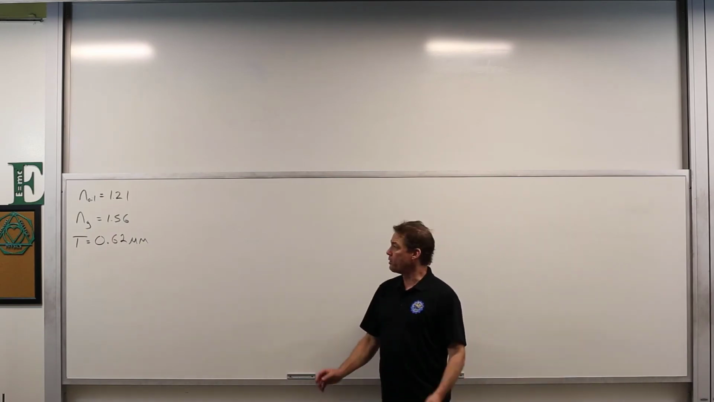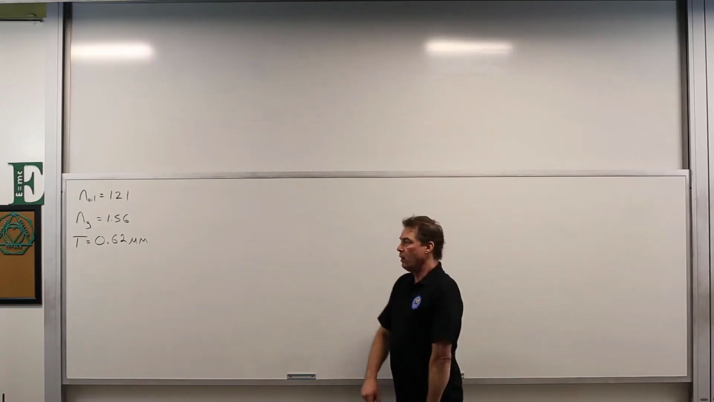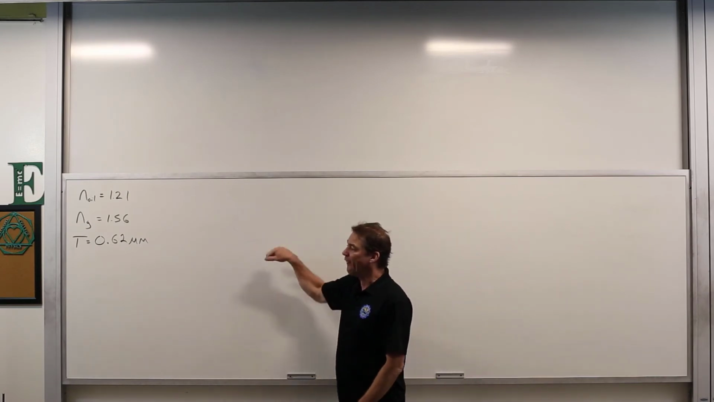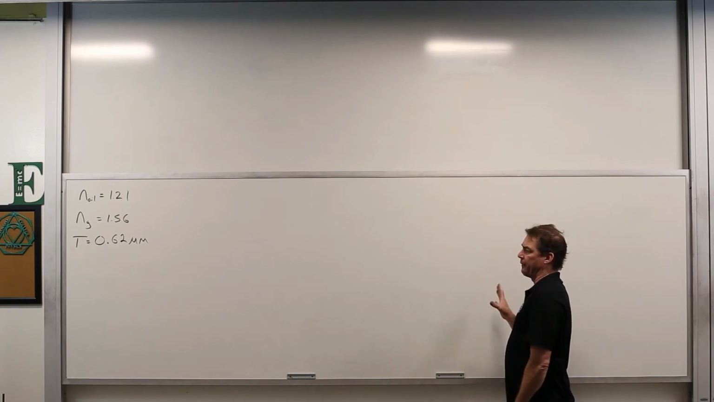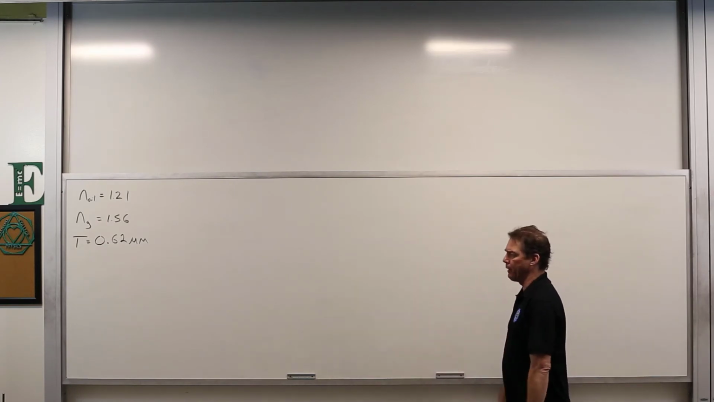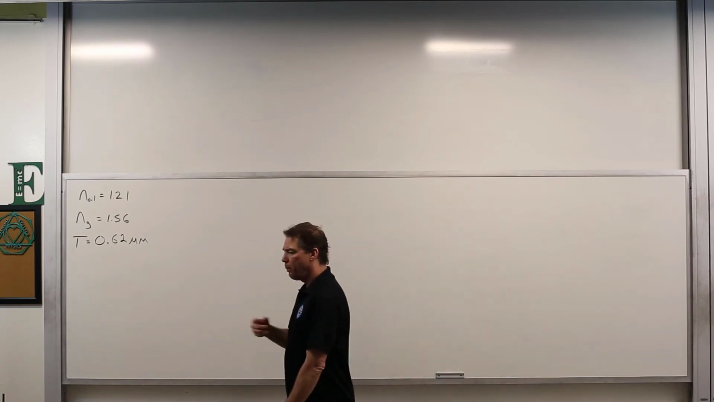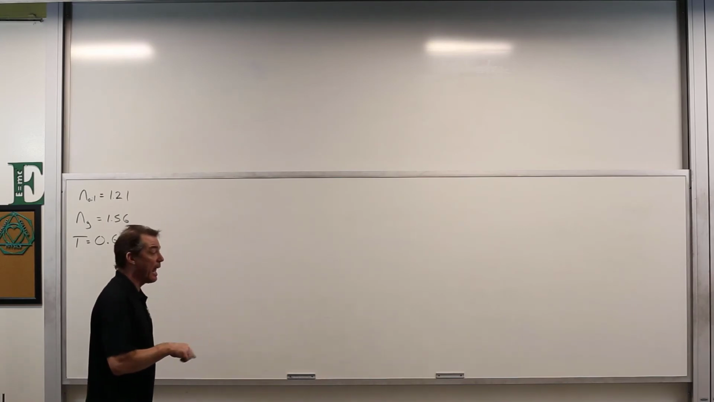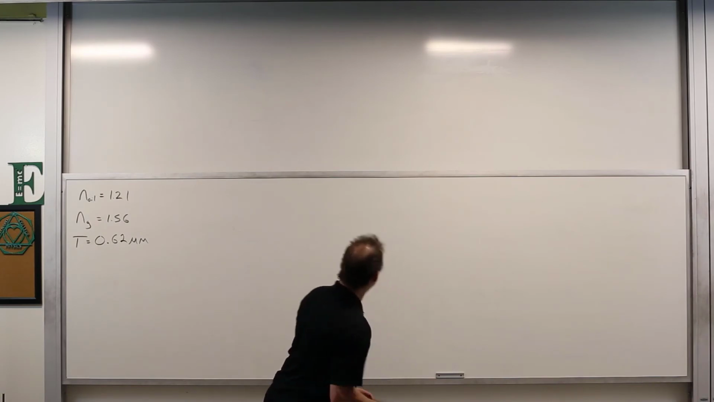All right, so here's a problem. We've got ourselves an air, oil, glass layer. The oil is going to be the thin film on top of glass, surrounded by air. And we want to know which wavelength of light in the visible portion of the electromagnetic spectrum is most strongly reflected and most weakly reflected. So let us just go ahead and set this up here.